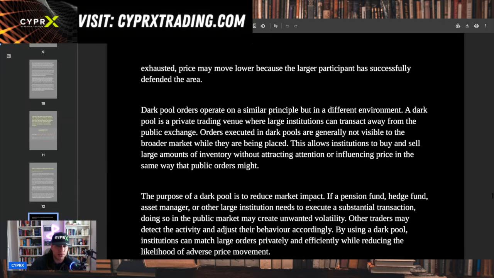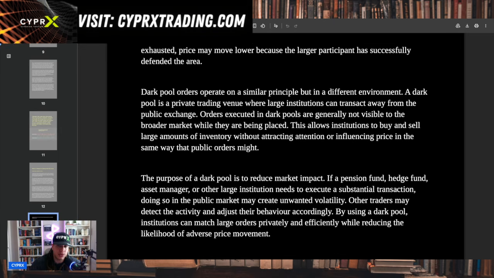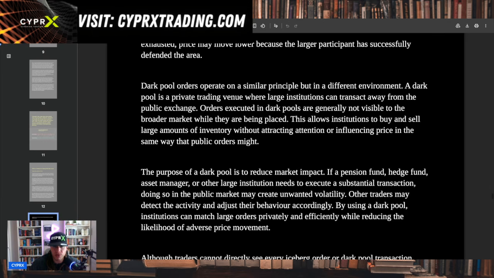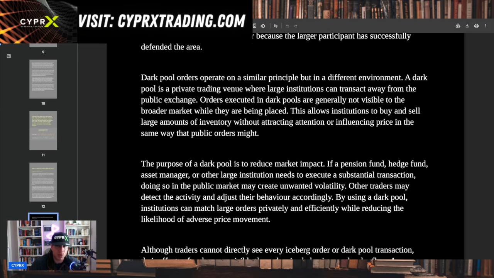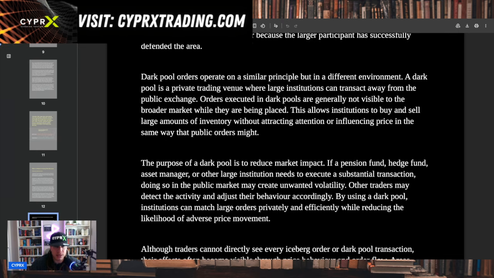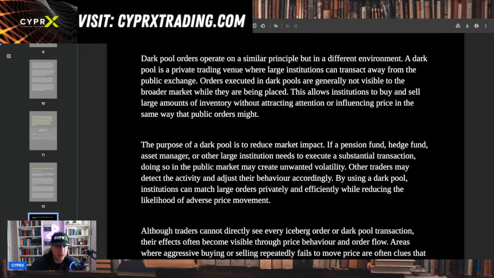Dark pool orders operate on a similar principle, but in a different environment. A dark pool is a private trading venue where large institutions can transact away from the public exchange. Orders executed in dark pools are generally not visible to the broader market while they are being placed. This allows institutions to buy and sell large amounts of inventory without attracting attention or influencing price in the same way that public orders might.